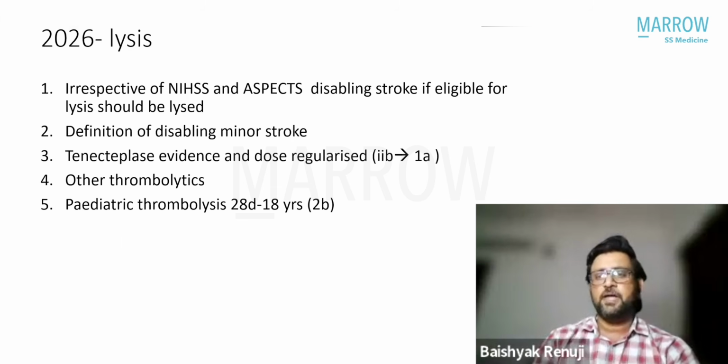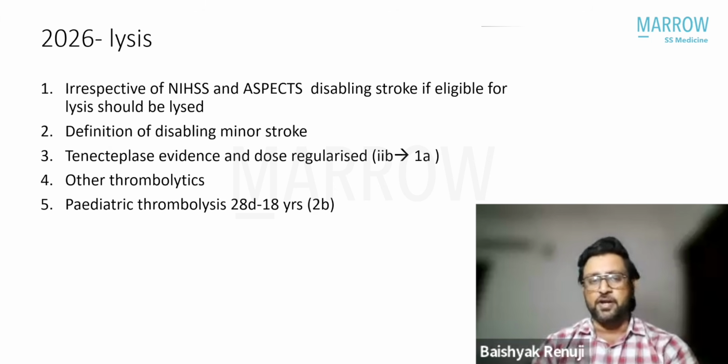Then lysis, the major change: NIHSS and ASPECTS don't matter. What matters is the deficit and the window. So if it is a disabling stroke within the window, lyse the patient. You only have to check the contraindications.